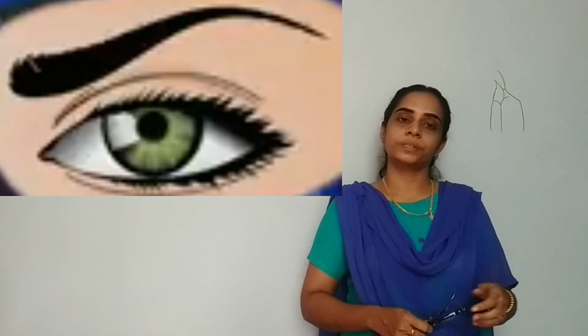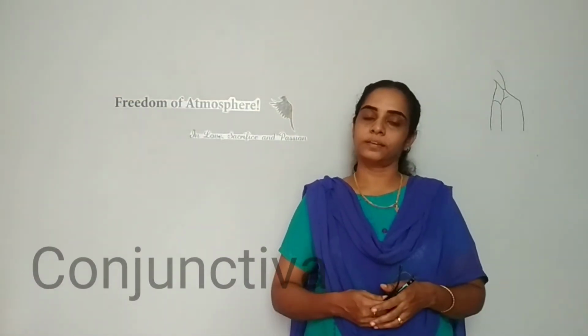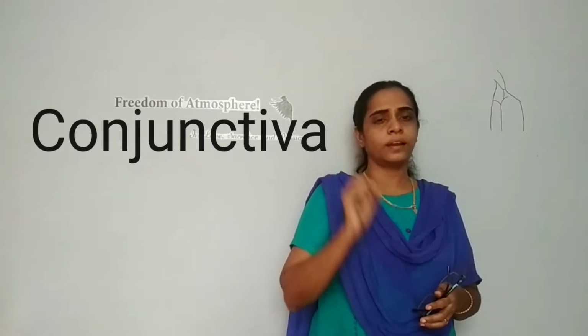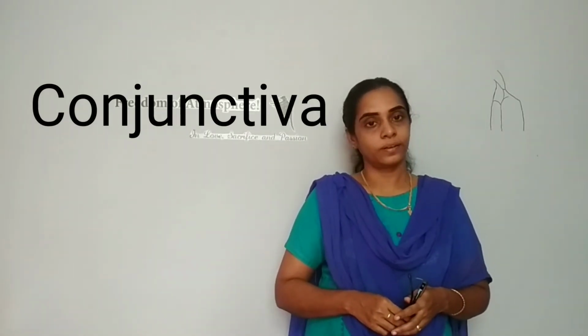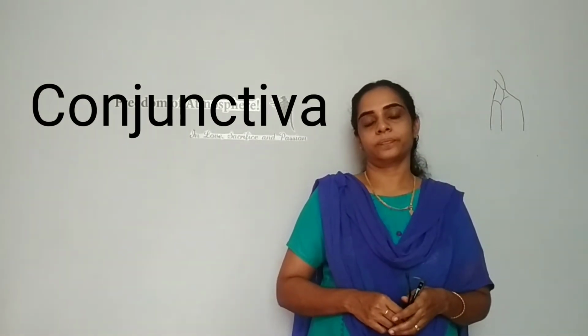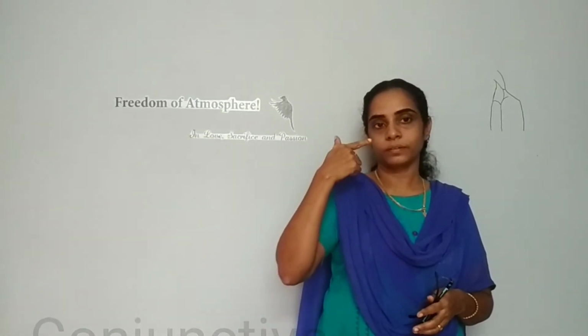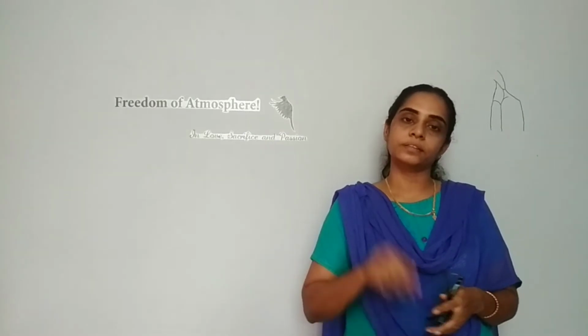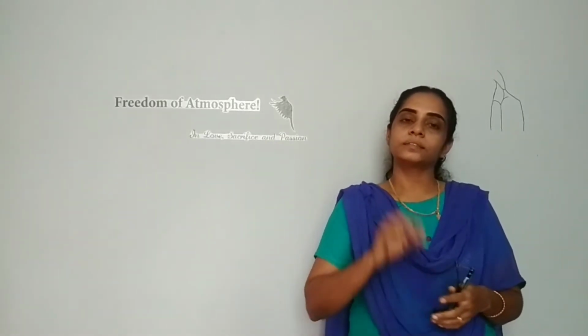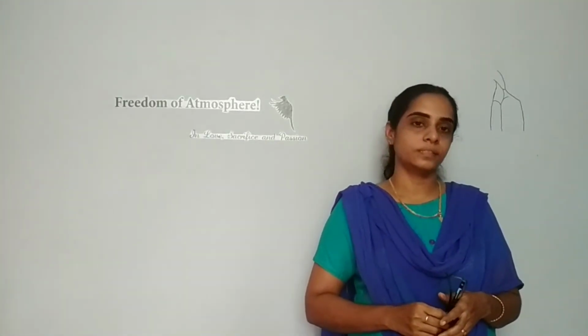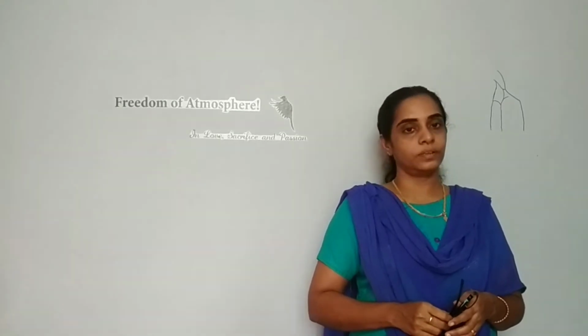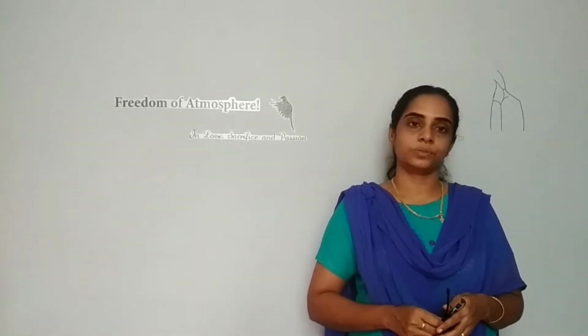There are 2 other means also for the protection of the eye. That is one thin layer called conjunctiva. Above the white colored portion of the eye, there is a thin layer, and that thin layer is called conjunctiva. It also prevents germs and other materials from entering the eye.